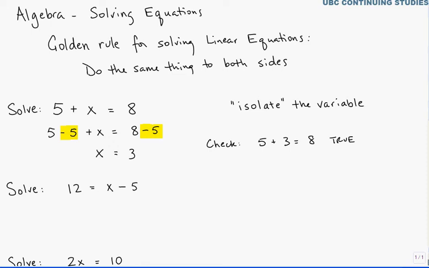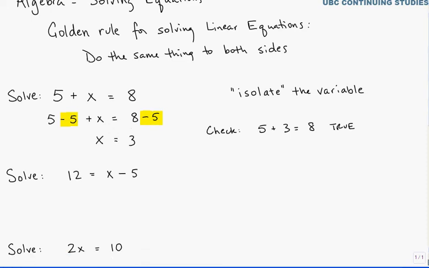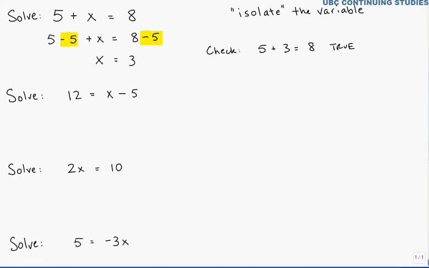Alright, so in that particular case, we subtracted the same thing from both sides to isolate x. Let's try this again for the next equation. 12 equals x minus 5. So again, we want to isolate x. x happens to be on the right-hand side of the equation. That's not a big deal. It doesn't really matter whether you end up with x on the right or the left, as long as it's isolated. So how do we get x on its own? Well, in this case, we need to do the opposite of subtracting 5, which is adding 5. So we're going to add 5 to both sides.